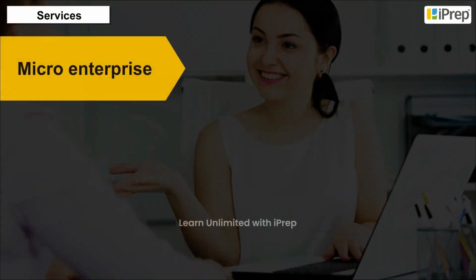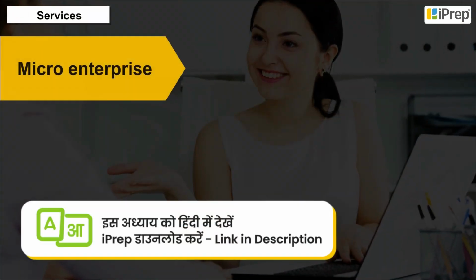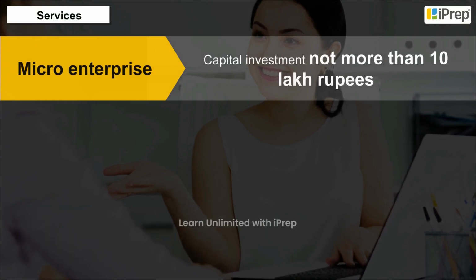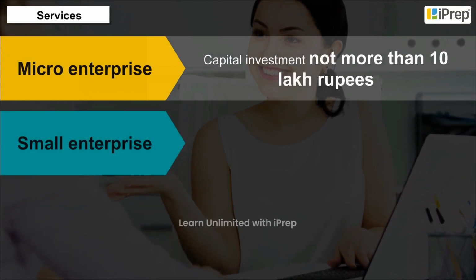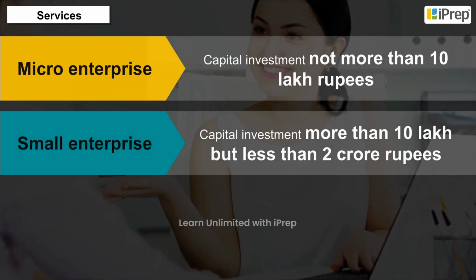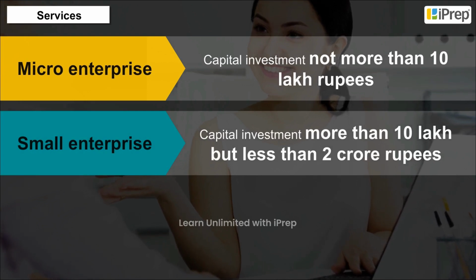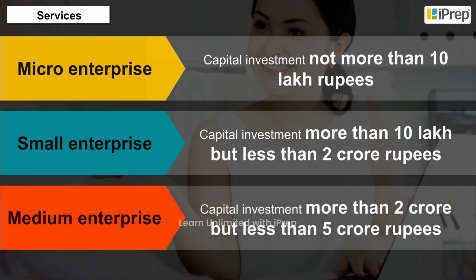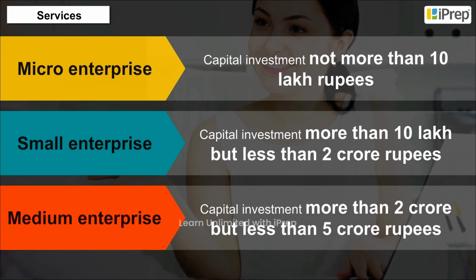Services. 1. Micro enterprise. Capital investment not more than 10 lakh rupees. 2. Small enterprise. Capital investment more than 10 lakh but less than 2 crore rupees. 3. Medium enterprise. Capital investment more than 2 crore but less than 5 crore rupees.